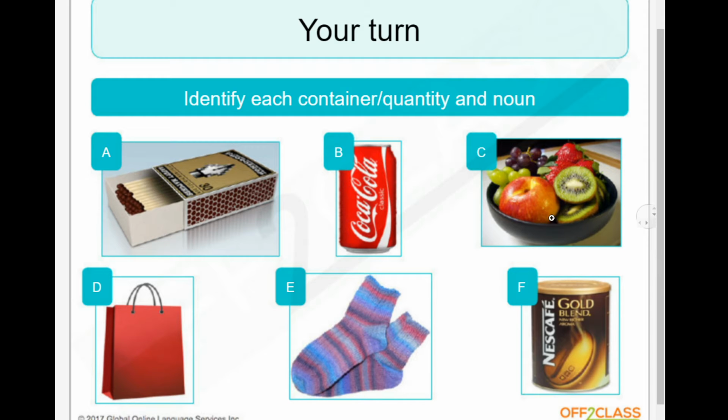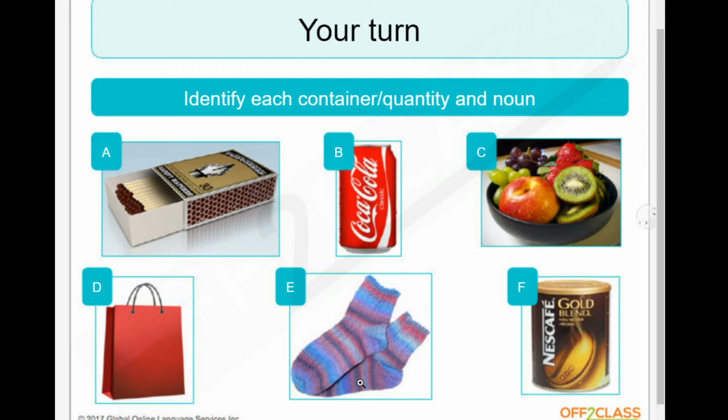And what about here? What do you see here? We have a bowl of fruit. A bowl of fruit. Very good. Okay, what do we have here? This is a bag of shopping.